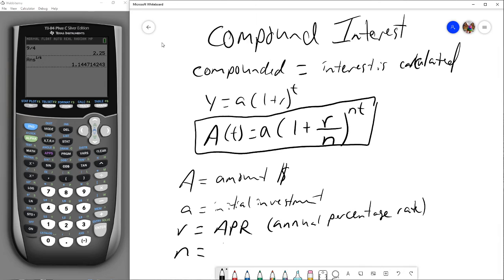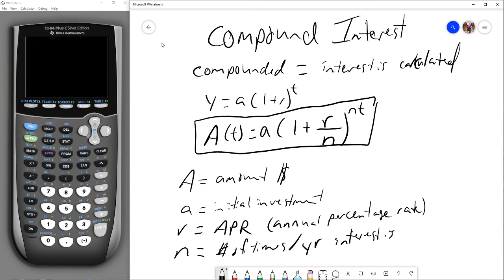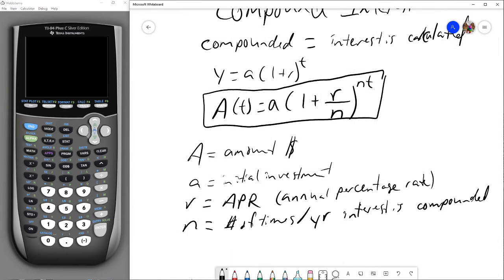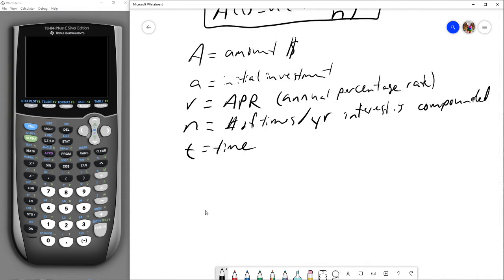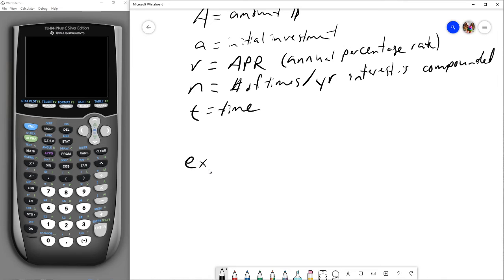N is going to equal the number of times per year interest is calculated or compounded. Interest is compounded. And then T is just good old time. Alright. So let's go ahead and make up something. Example. Alright, we'll type this out again.